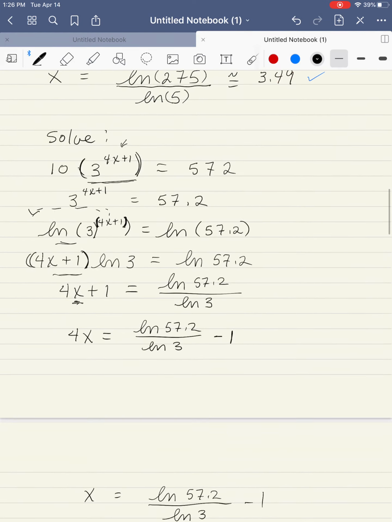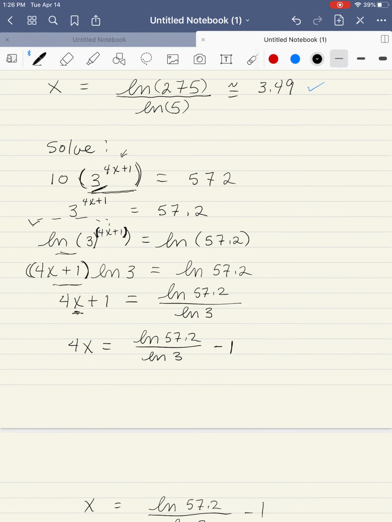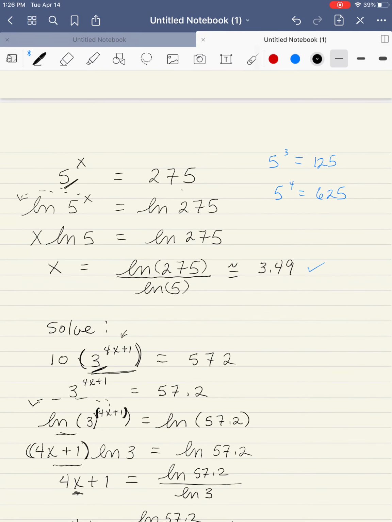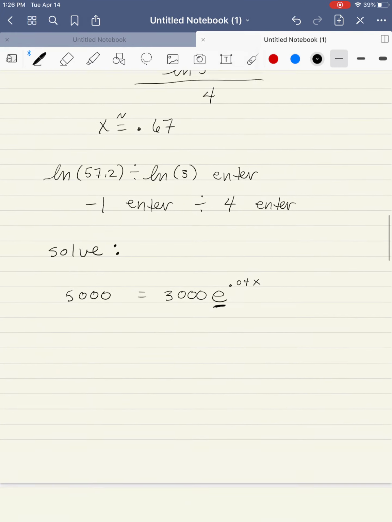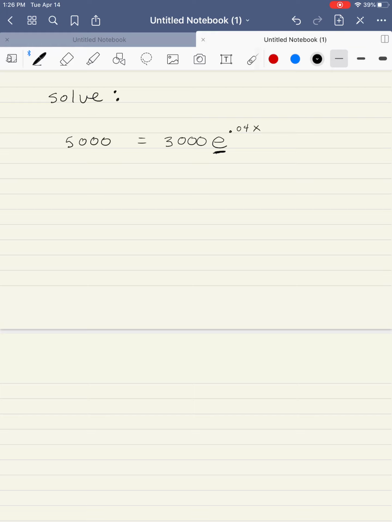It doesn't matter that I have base e here. E is a number, just like 3 is a number, just like 5 is a number. So we're going to be using the same process that we used before. And our first step would be to isolate the exponential part. Notice that I have multiplication here, understood multiplication, between the 3,000 and the e to the 0.04x. So I will divide on both sides by 3,000.